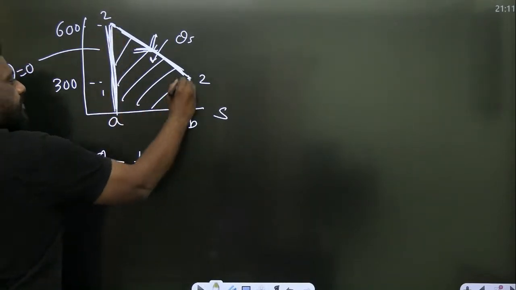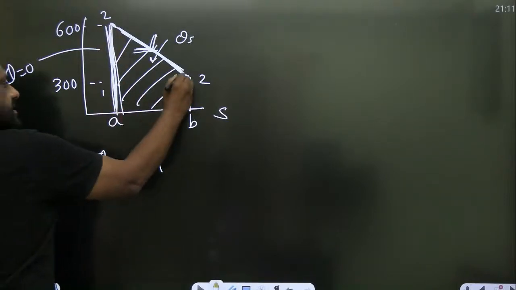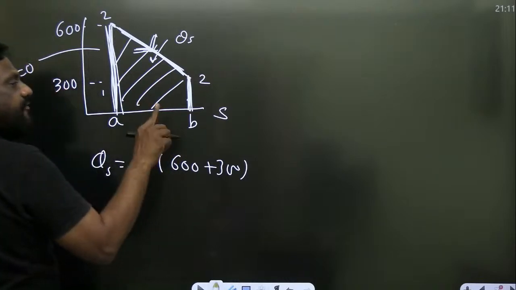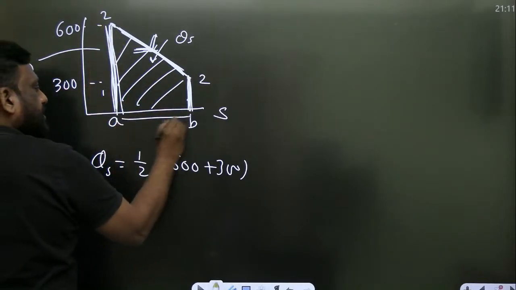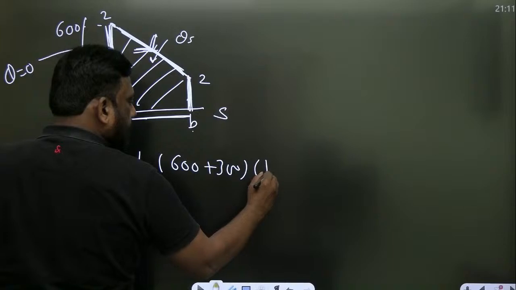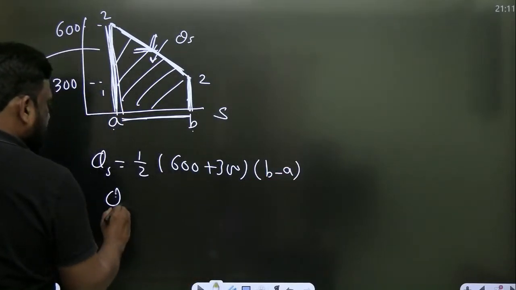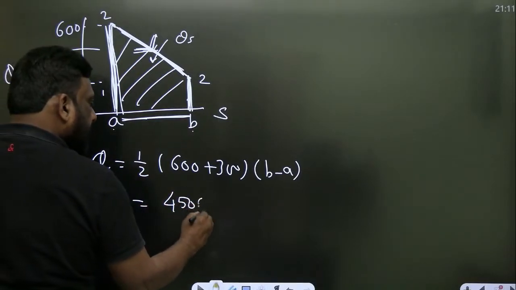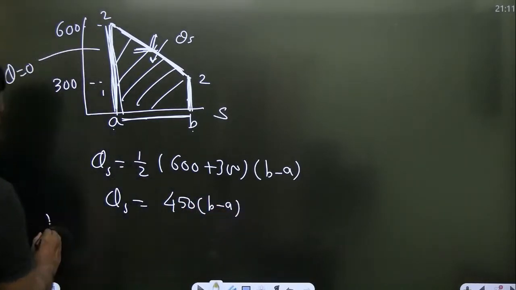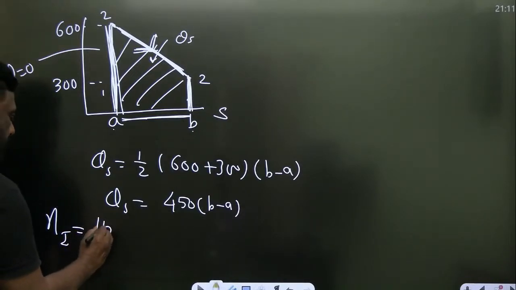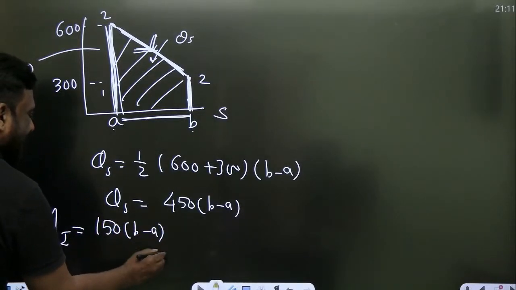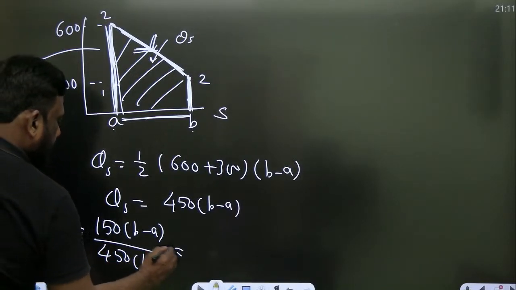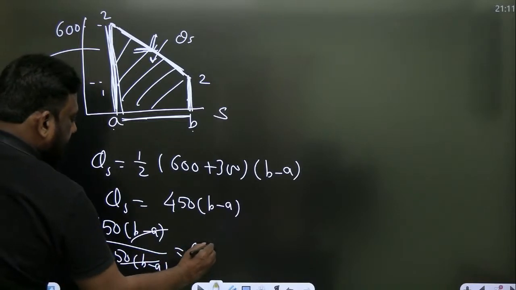This is 600, this is 300, this is 600, this 300. So 600 plus 300 into area of trapezium, half into sum of the parallel sides into distance between them, b minus a. तो ये होगा b minus a. तो what is the heat supply sir? ये 900 by 2 is 450 into b minus a. So what is the efficiency of first cycle? Net work is 150 into b minus a by heat supply is 450 into b minus a. So this is coming out to be 1/3, means 0.33.